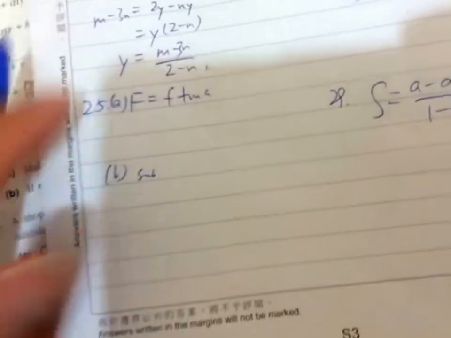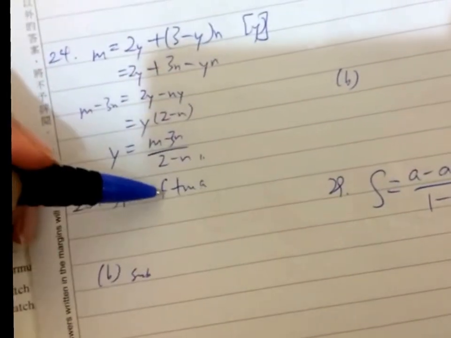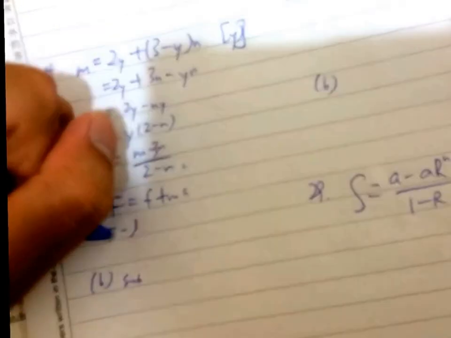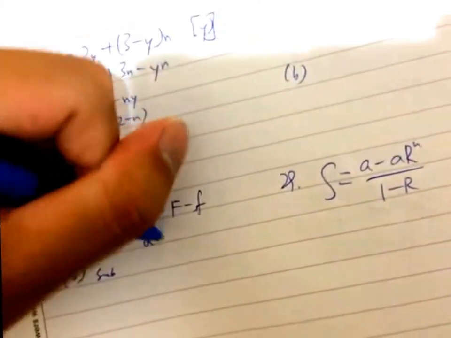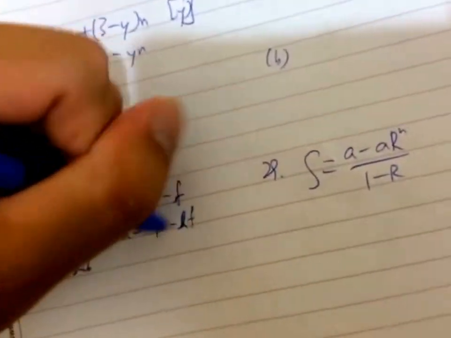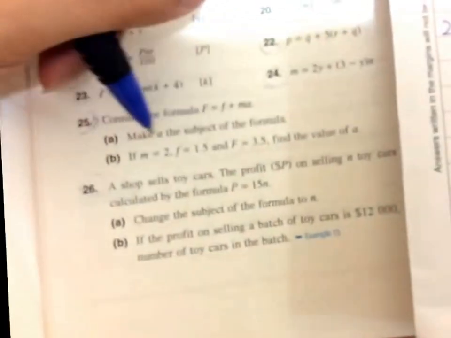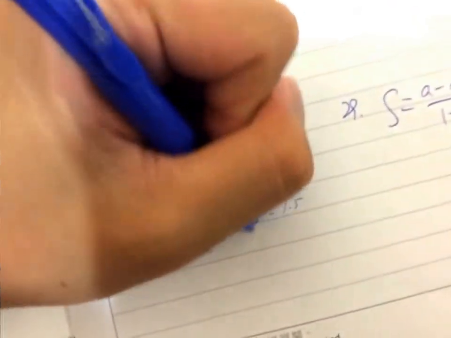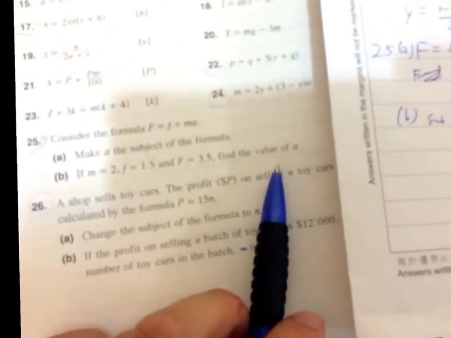Easy. Number 25a, make a as the subject. There is no a. F minus ma equals f minus small f. So a is big F minus small f divided by m. Number B, a. So you have to use a, you'll be much faster. F is big F 3.5, small f 1.5, m is 2. So this is 2 over 2. This a will be equal to 1.